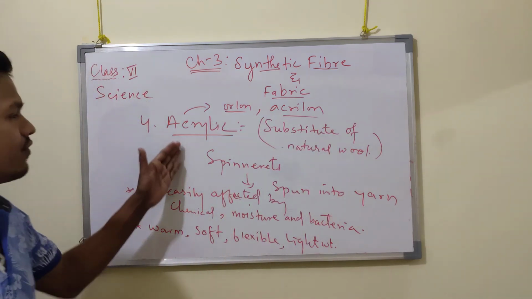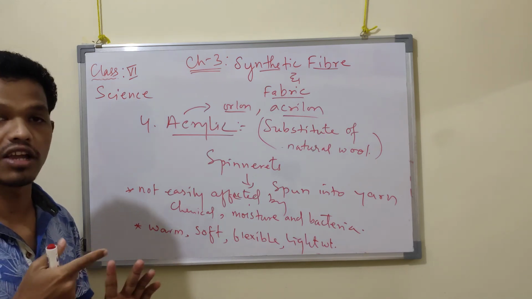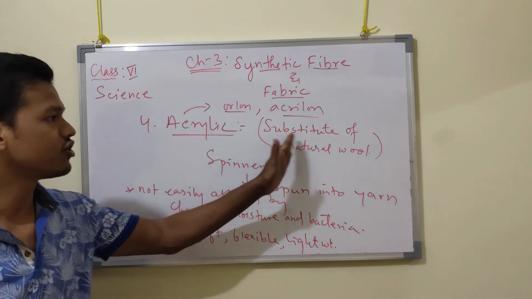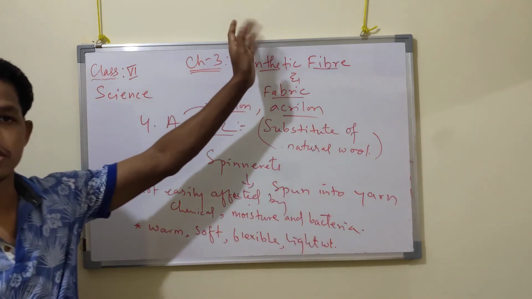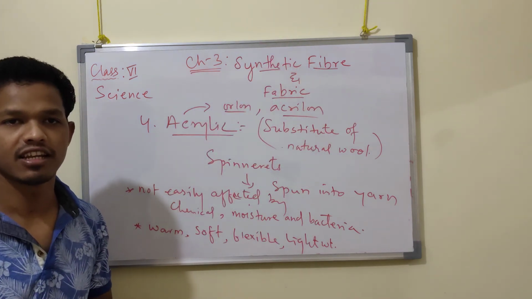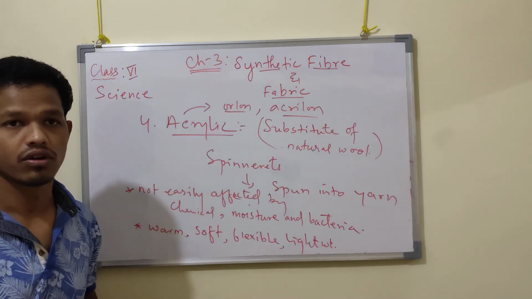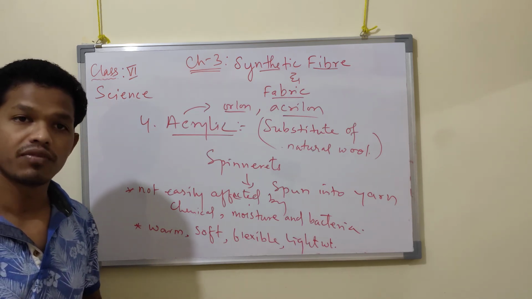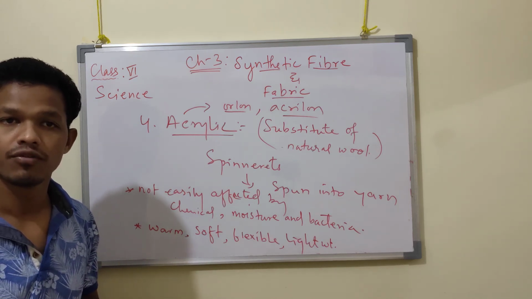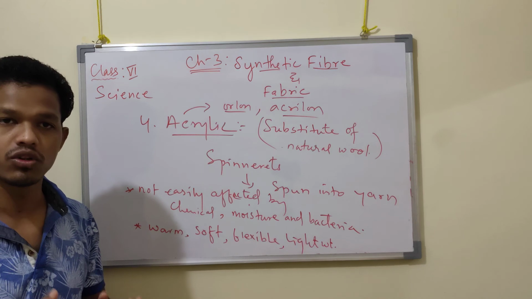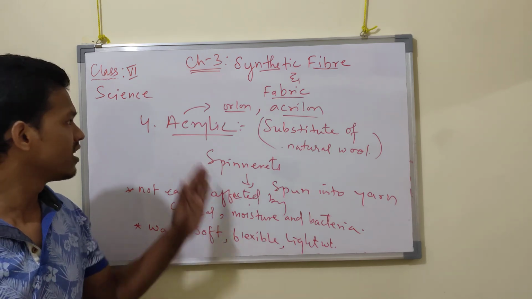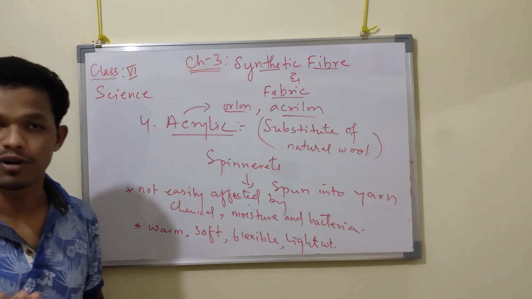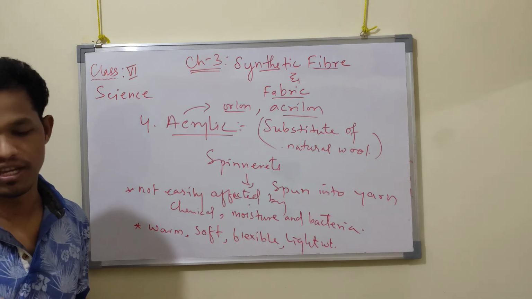These are the artificial silks that we have studied. Four types: rayon, nylon, polyester and acrylic. Acrylic is the last, which is a substitute of natural wool. The first one, rayon, is a substitute of natural silk. Then nylon is a synthetic fiber, which is blended with many types of natural fibers to make a variety of fabrics. Next is polyester, blended with cotton, silk and wool also. So these four things we have studied. Next we will study their advantages and characteristics. This is very important in this chapter.